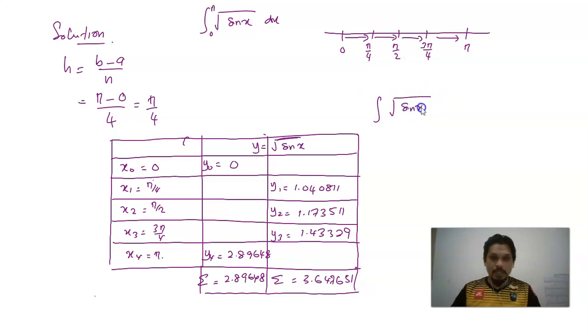Okay, so now the integral of square root of sine x dx from 0 until pi equal to, okay, it is now pi over 2, h is pi over 4, divided by 2, then 0.